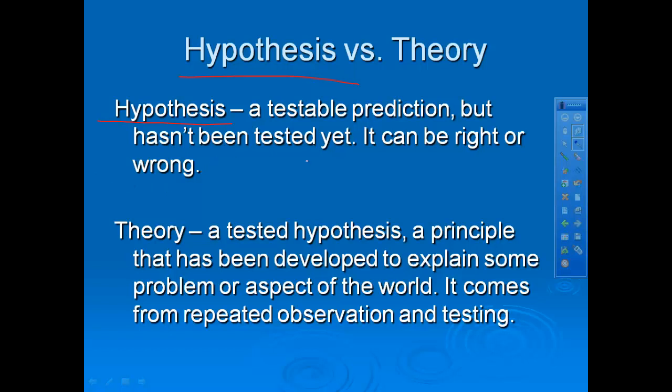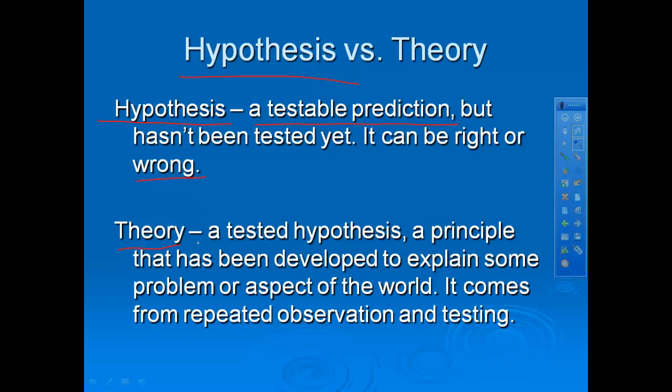So a hypothesis, I don't really think it's that. It's more like a testable prediction. So it's something that you've observed in nature, you've observed a phenomenon, and from your previous knowledge and from what you see in front of you, you're going to make a prediction about what would happen in that particular scenario. So that's kind of the difference for me. I prefer this definition for it. But anyways, it's something that hasn't been tested yet, and it can be right or wrong. It's perfectly fine if your hypothesis ends up being wrong.